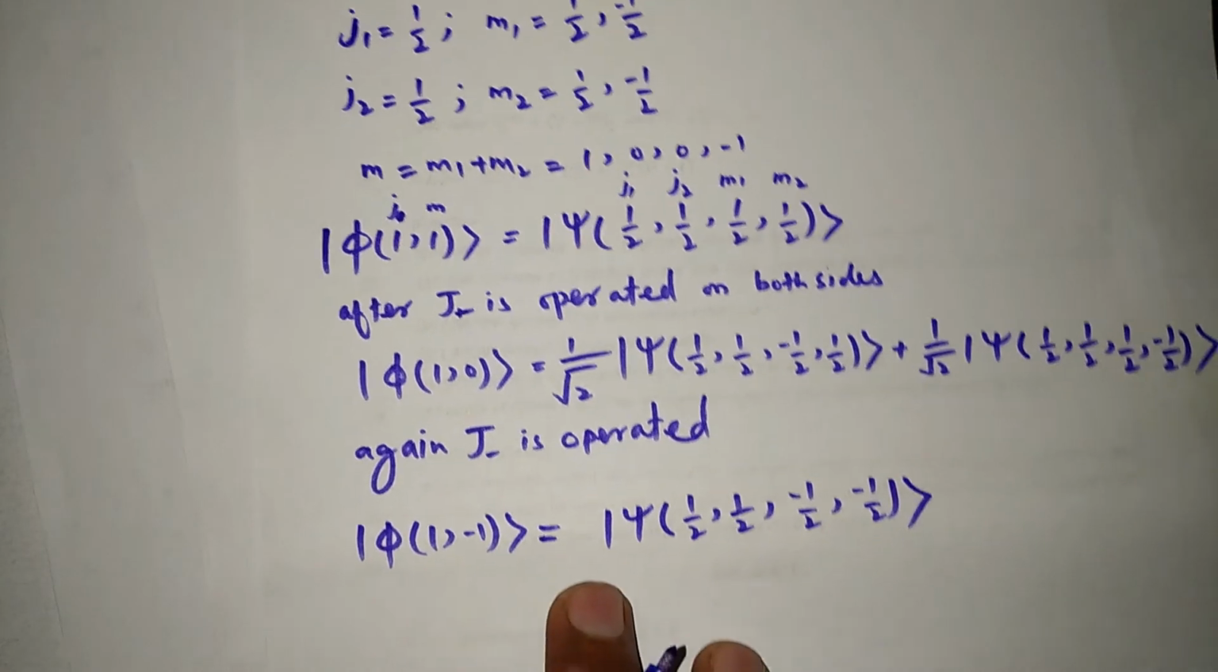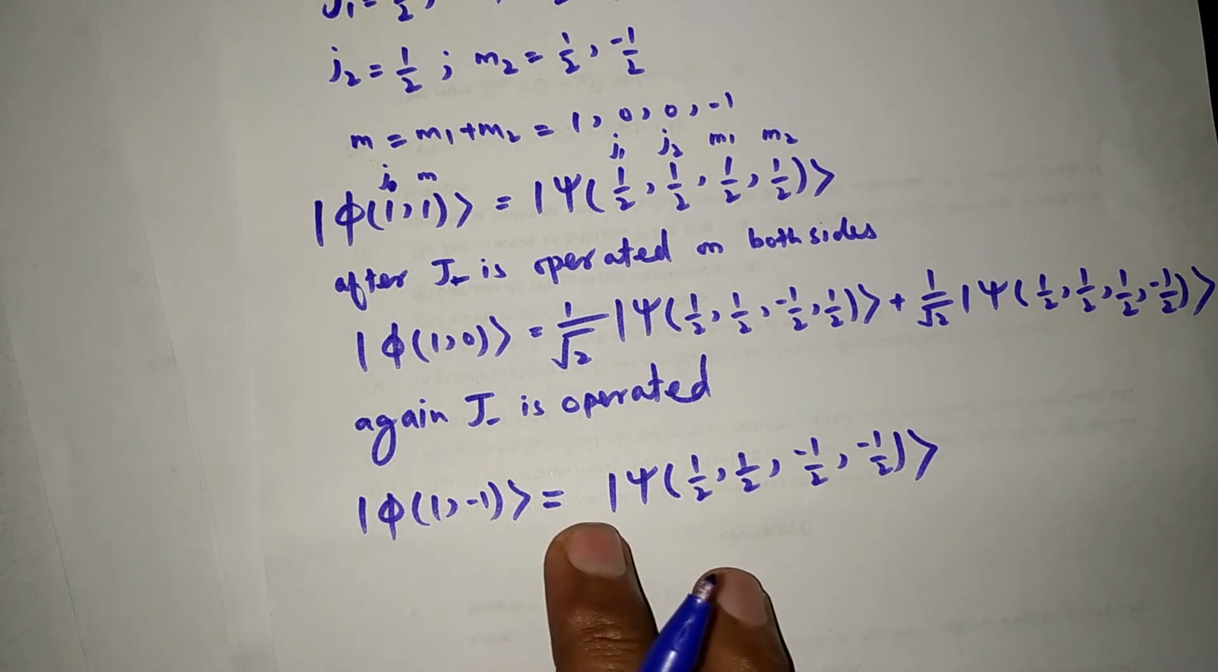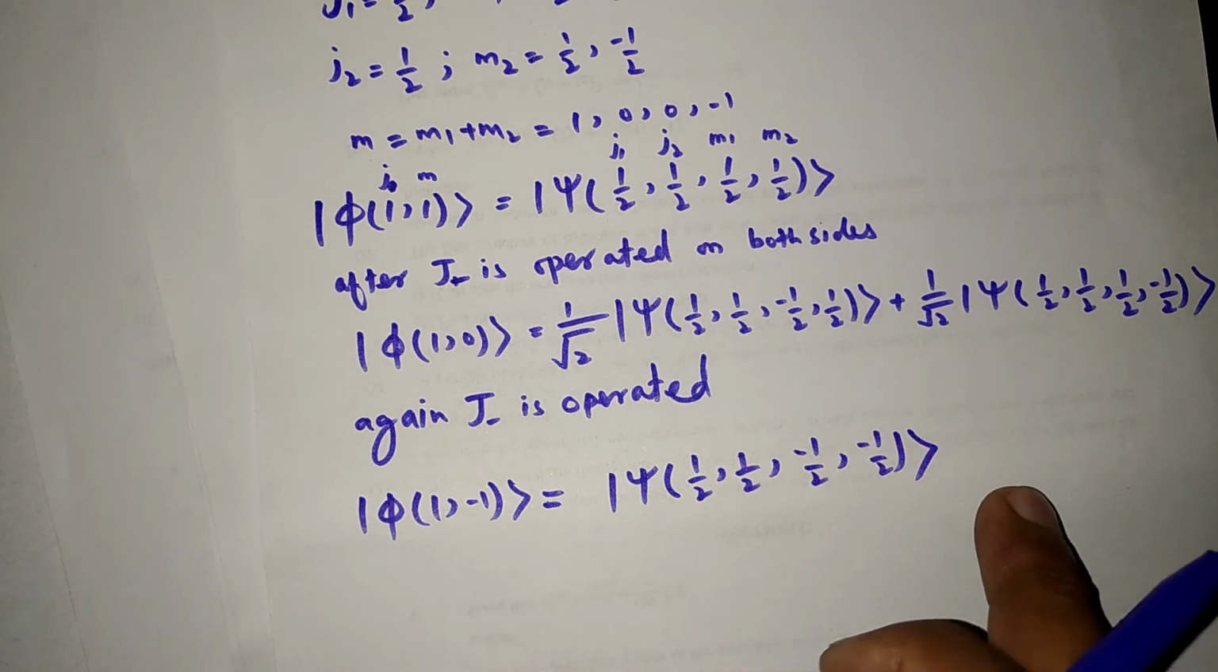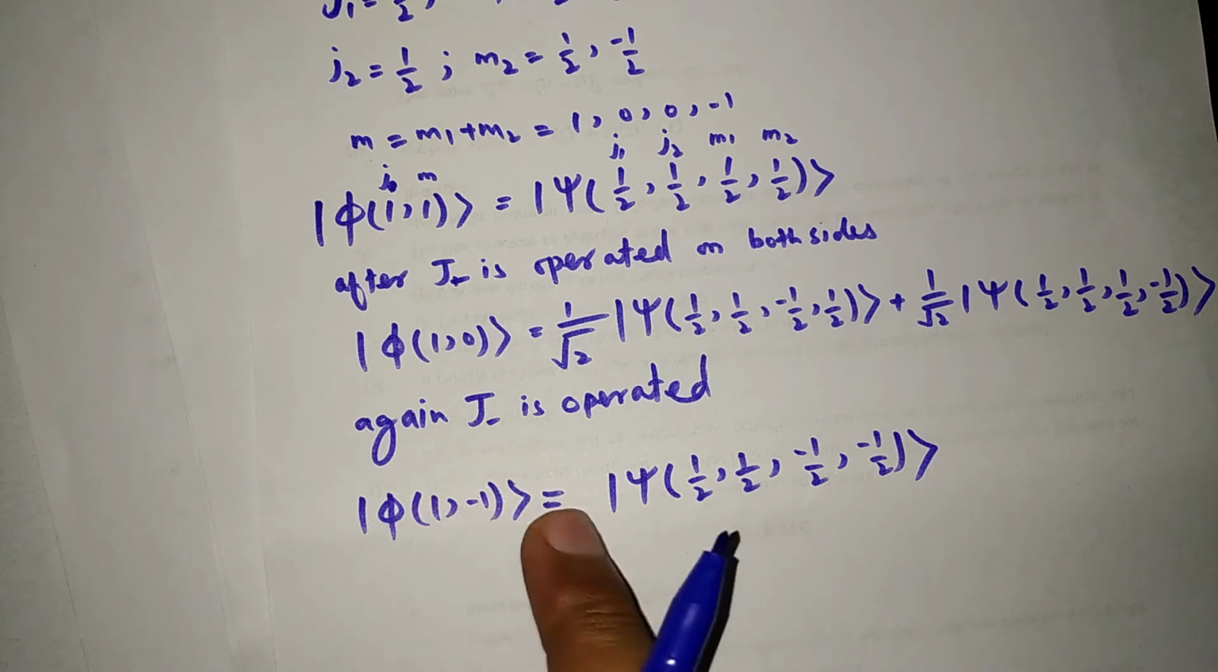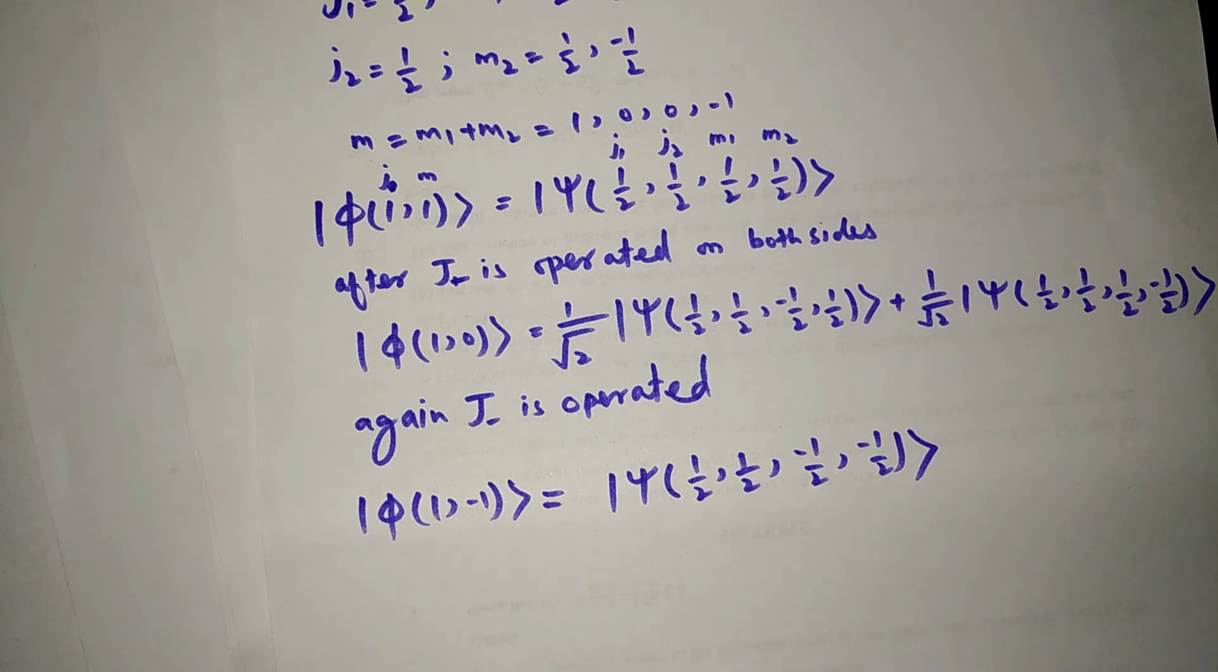And for your convenience, I will do some operations of J minus on some states to show how to obtain the Clebsch-Gordan coefficients later on in this lecture. You should expect that when the value of m is minus 1, m1 must be minus half and m2 must be minus half.